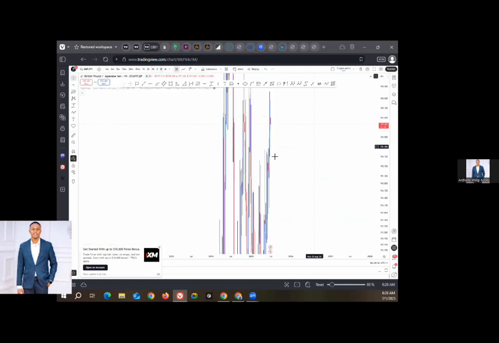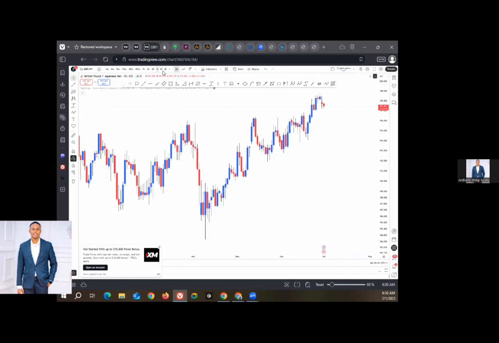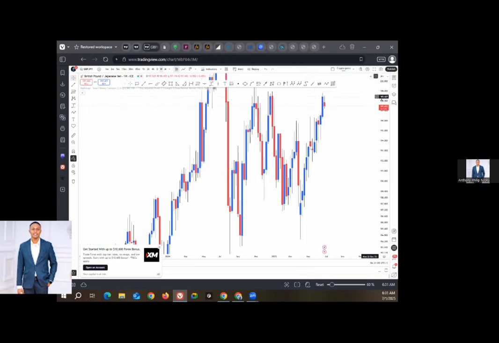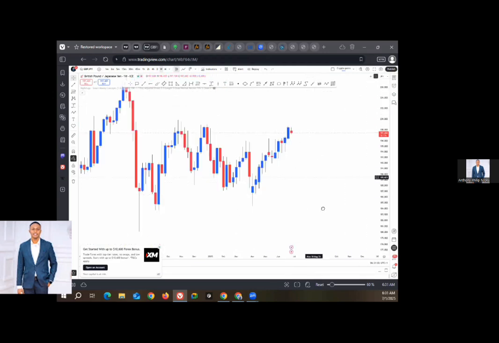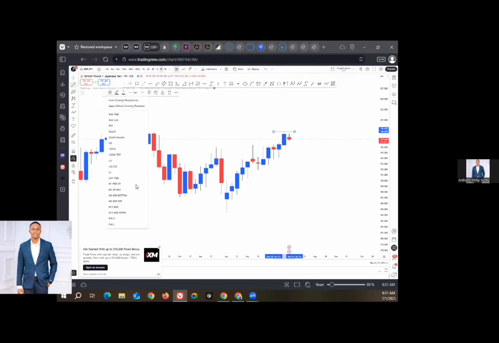So we start with the weekly time frame. Let's start over first on the weekly time frame. So on the weekly time frame, I mark out the previous week high and previous week low on the chart. This is the previous week high, previous week low.